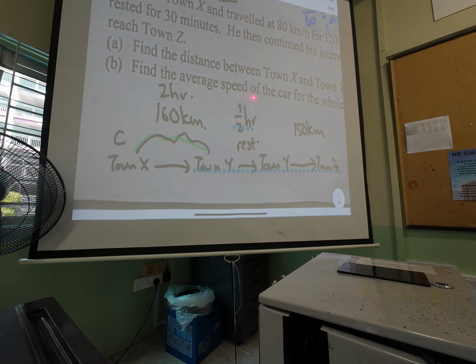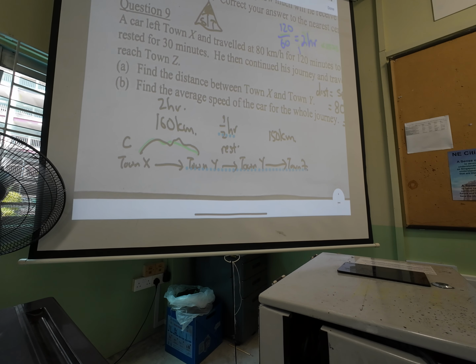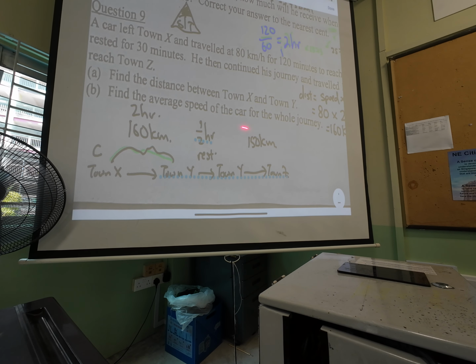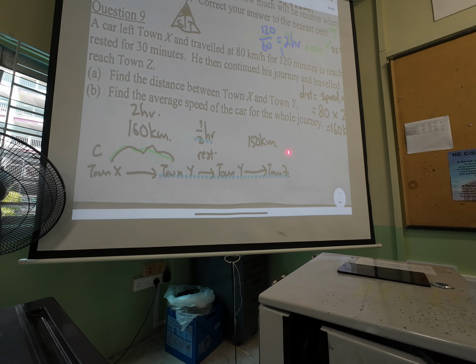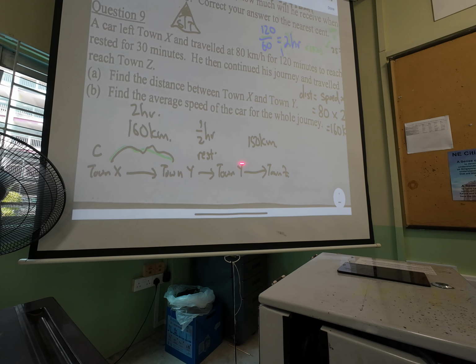B wants to find the average speed of the car for the whole journey. Okay, average speed of the car for the whole journey. This one we mentioned before. Average speed means I take the whole journey, the total distance divided by the total time. I don't care individually between X and Y, between Y and Z, how fast he travels. When I want to find the average speed of the entire journey, I just take the entire journey distance divided by the entire journey time.